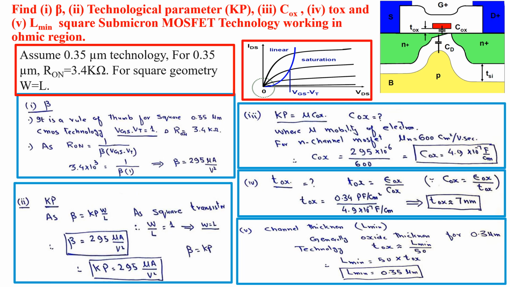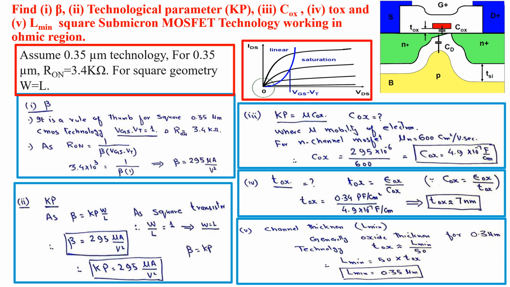Now the fourth part: we are interested in the thickness of the oxide. Once you determine C oxide, we have a very good relation: T oxide is equal to epsilon oxide over C oxide. Epsilon oxide is a dielectric constant, and for silicon oxide it is equal to 0.34 picofarad per centimeter. It is silicon oxide because the insulator used is silicon oxide, not silicon. So for silicon oxide, the dielectric constant is 0.34 picofarad per centimeter. And then C oxide we have already determined: 4.9 into 10 power minus 7. So our T oxide is equal to 7 nanometers.